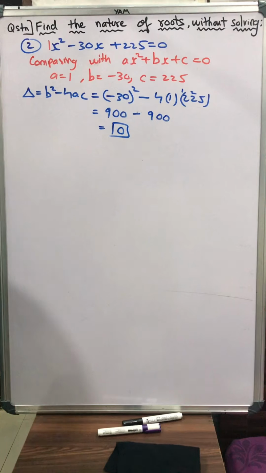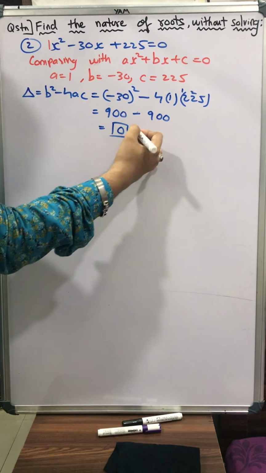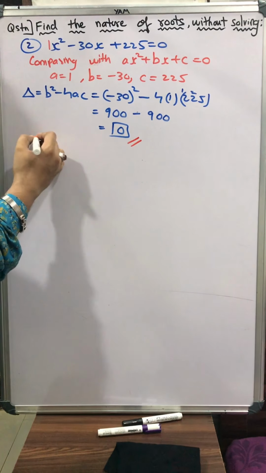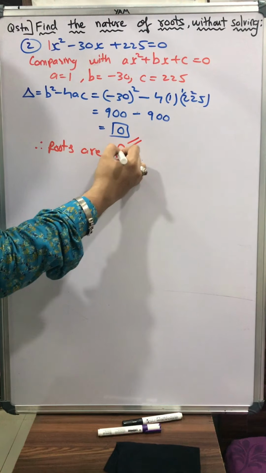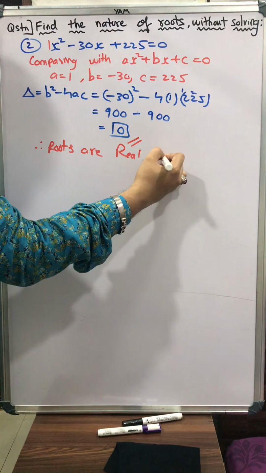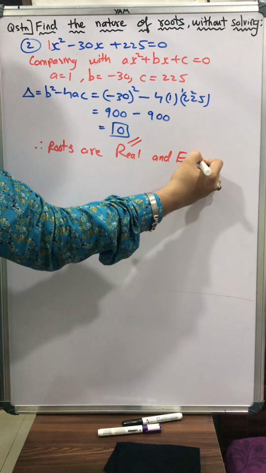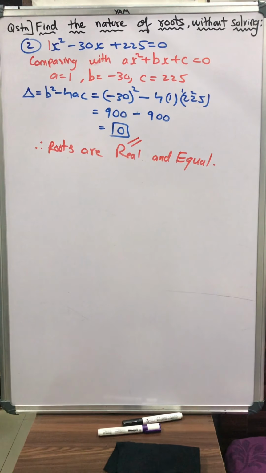So 900 minus 900 comes to 0. So students, just now we got the value of our discriminant b square minus 4ac. We got it as equal to 0. Therefore, roots are real and this time equal. Hope you understood, students.